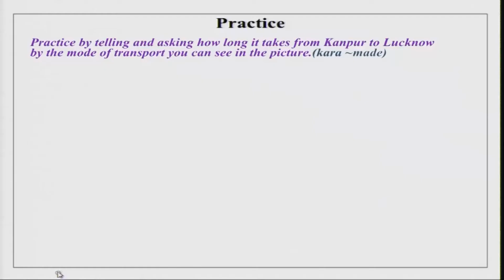Now we have another practice for you over here. If you remember, we did kara and made with time. Kuji kara goji made, rokuji kara shichiji made, or shichiji kara hachiji made. Whatever exercise you are doing, whatever activity you are performing, from a certain time till a certain time, a certain activity is done.